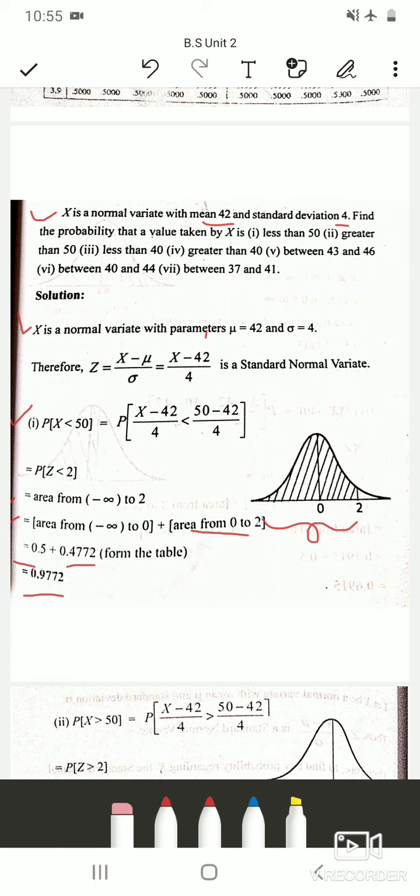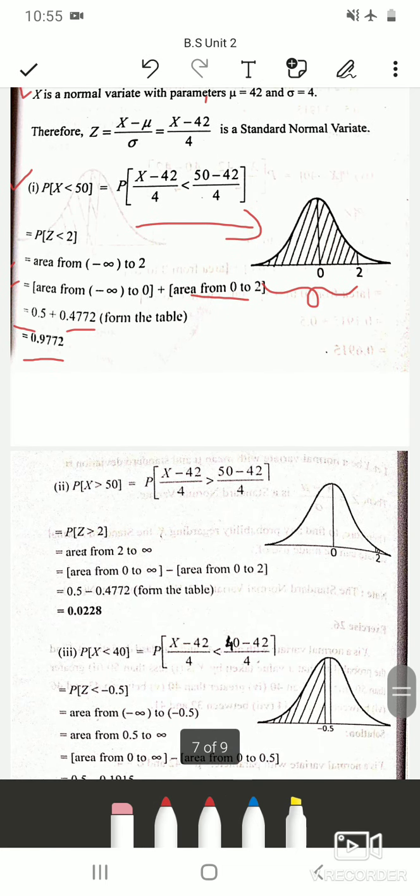What you have to do, first you have to convert x to standard normal variate, that is z, and it is done by subtracting the mean and dividing by standard deviation. Once you get that, the next step is to draw the curve. From the curve, you can easily understand how to find out the area.